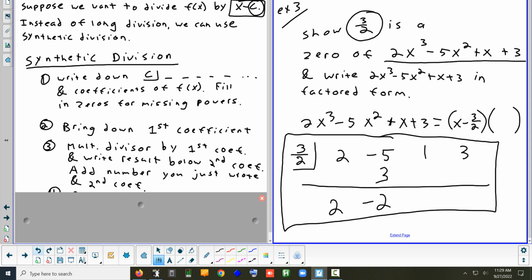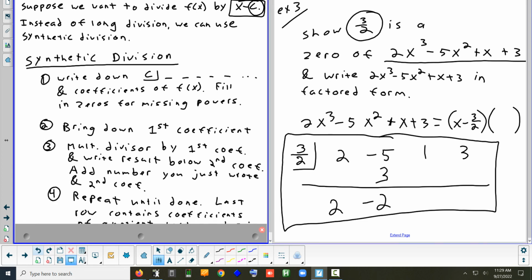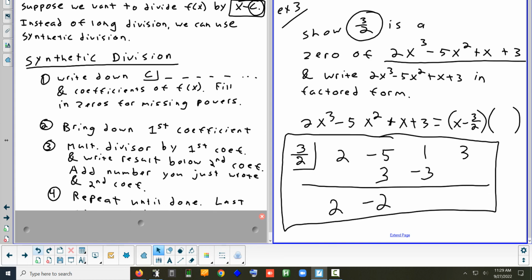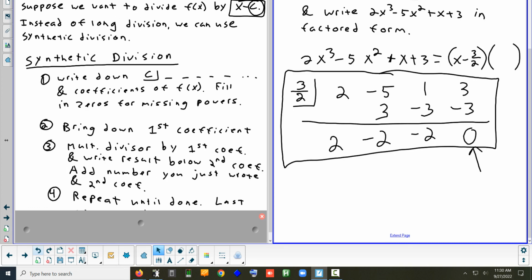-2. And keep repeating this until we're done, and then I'll explain what this bottom row means in terms of your answer. What's -3 halves times... 3 halves times -2? And 1 plus -3? -2. Remember, you're adding here, you're not subtracting like you did with long division. This is adding. And what's 3 halves times -2? And what's -3 plus 3? 0. So what do you think this 0 is?